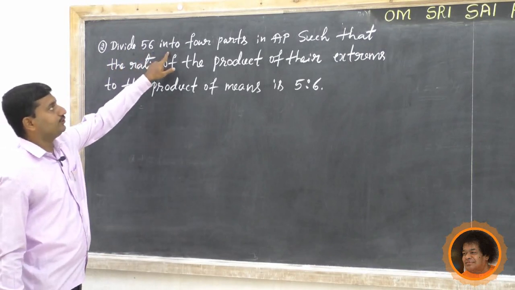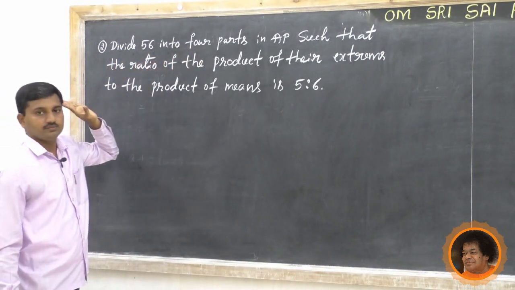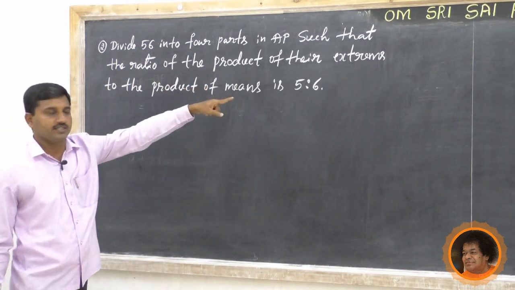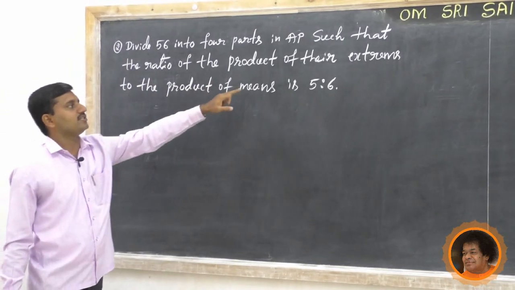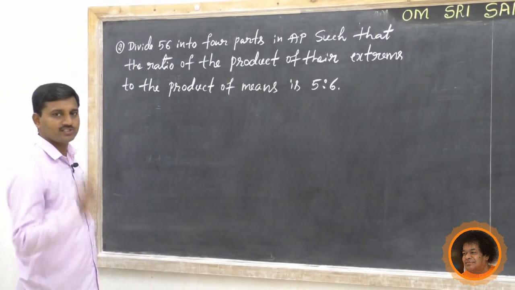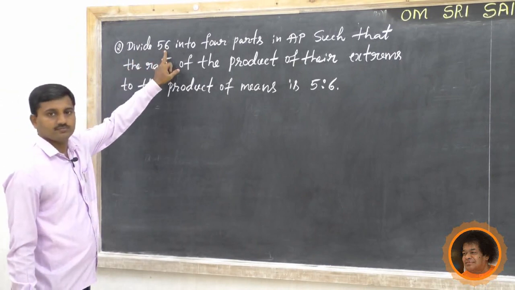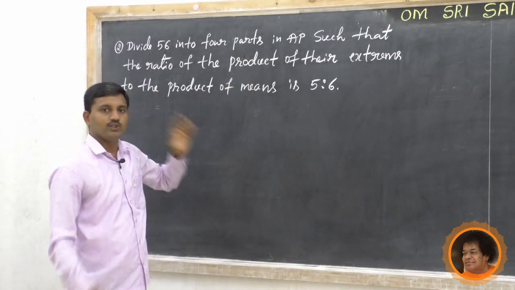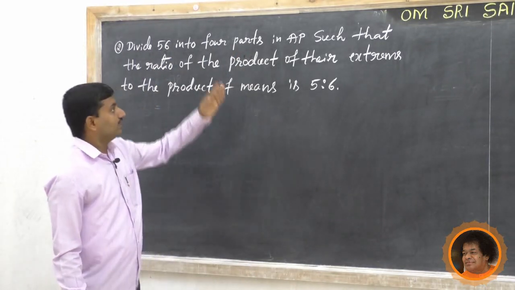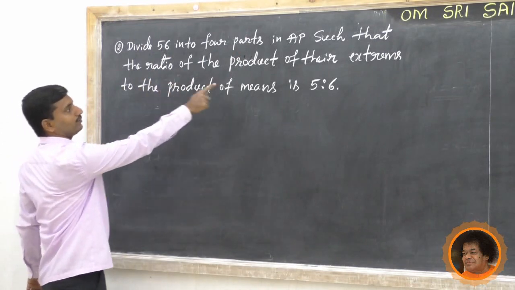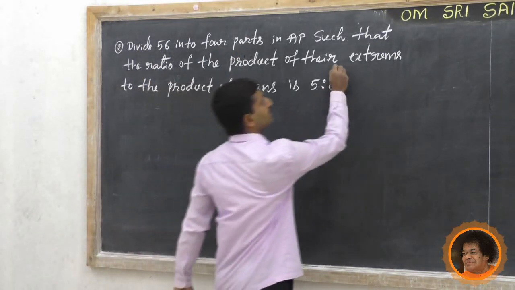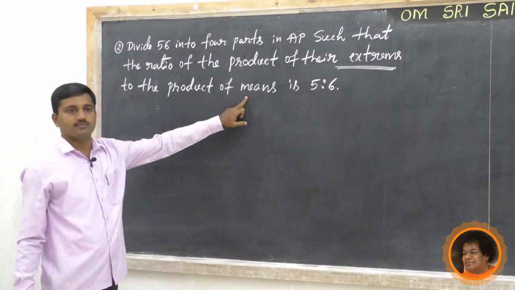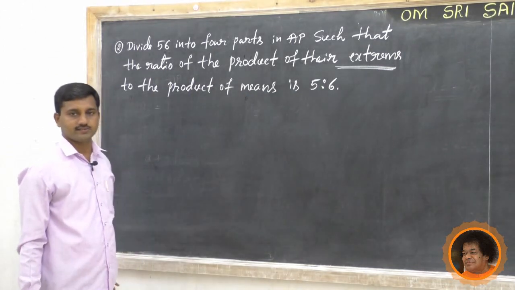Divide 56 into 4 parts in AP such that the ratio of the product of their extremes to the product of means is 5:6. What is the question given? Divide 56 into 4 parts in AP. You know the general form of the AP. But the condition given: the ratio of the product of their extremes, what is the meaning of extremes, and the product of means is 5:6.